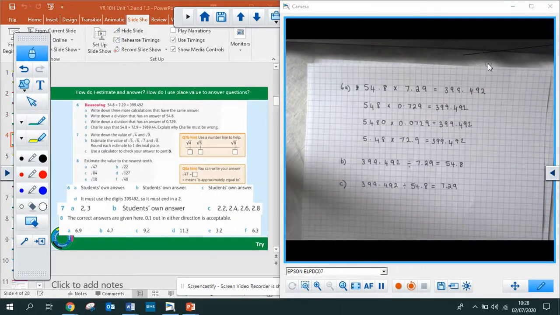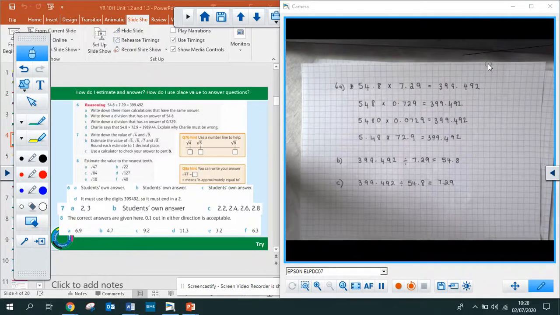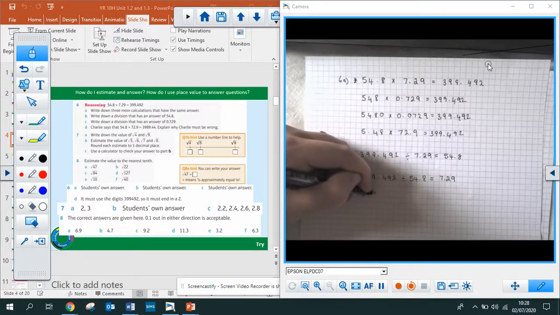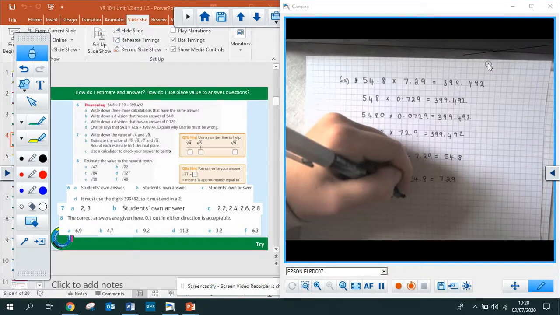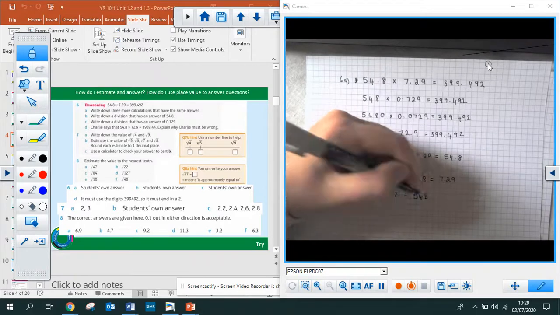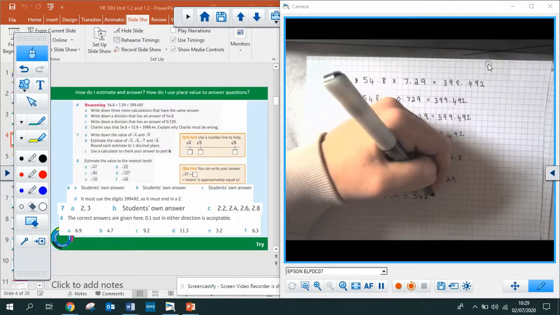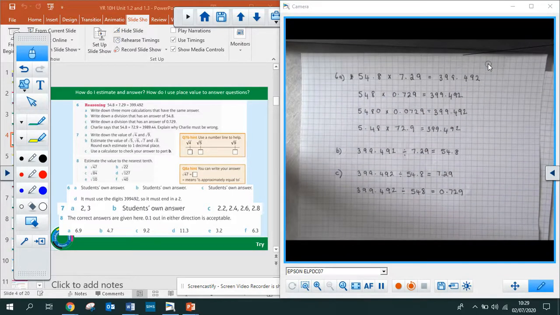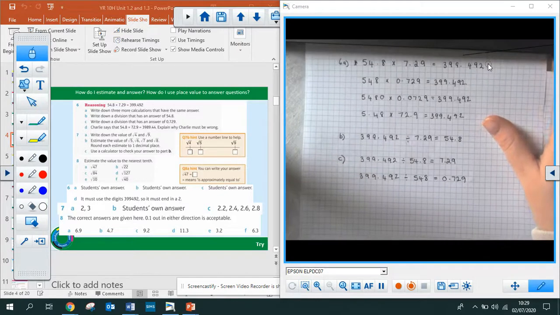So I now need to see what I need to do to get 0.729. If I make my divisor here 10 times bigger, I'm going to get an answer that's 10 times smaller, because less of them are going to fit into the 399.492. So 399.492 can stay the same, and I'm going to divide that now by 548 because I've made that 10 times bigger, which is going to make my answer 10 times smaller. Again, whichever one you picked, please check your answer on the calculator if I haven't gone through it.